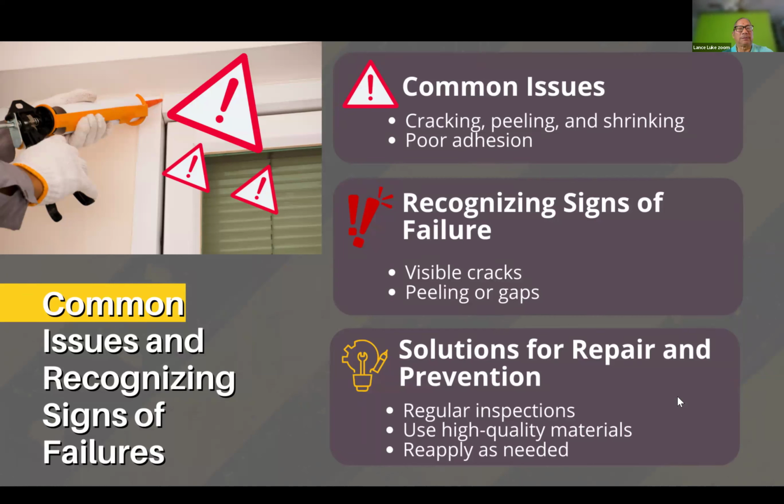Common issues: recognize signs of failure. So you walk around your house, inside, outside, and you look to see if things are still intact. You look for cracking, peeling, shrinkage, poor adhesion, staining, signs of failure, visible cracks, peeling, gaps, or you kind of get your finger and poke it a little. And if it's dusty and it starts cracking and falling apart, then that's a red flag that it's old already. Okay.